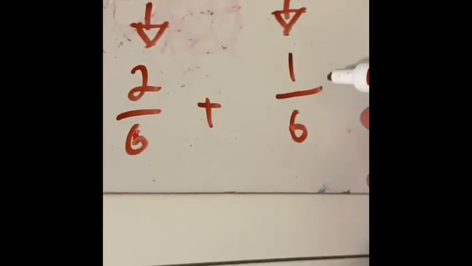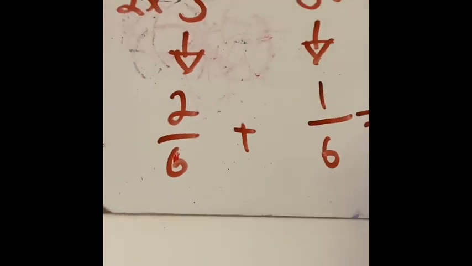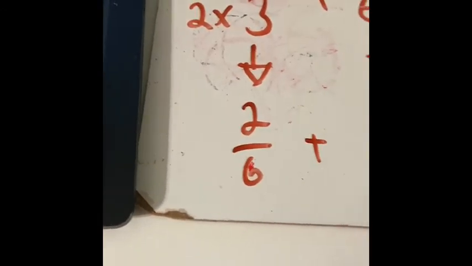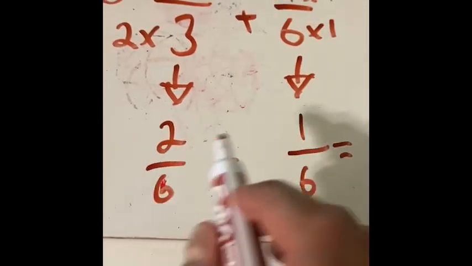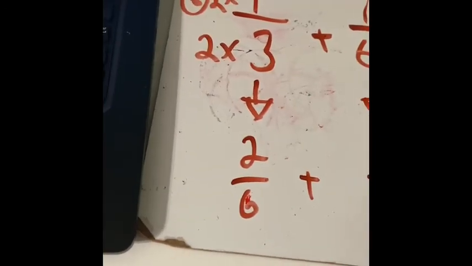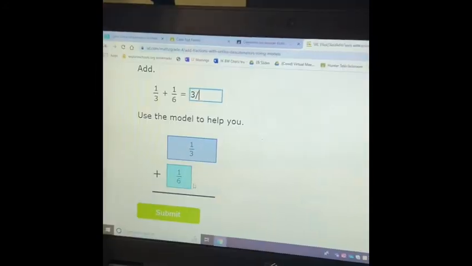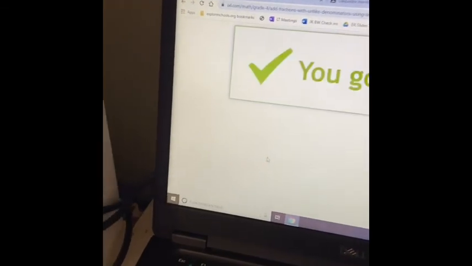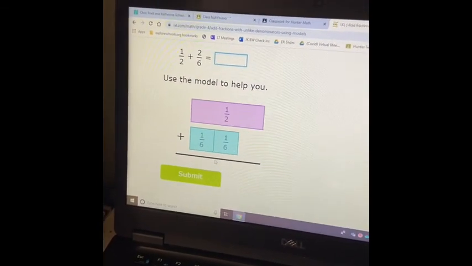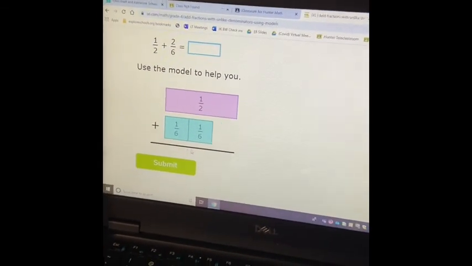So now I've got 2 plus 1. Again, I'm not adding my denominators. I'm only adding my numerators, my numbers up top. That gives me 3. That gives me 6. Okay, so now I'm going to go ahead and type that into iExcel: 3/6. You got it, okay? Those are the steps that you're going to be using, okay?